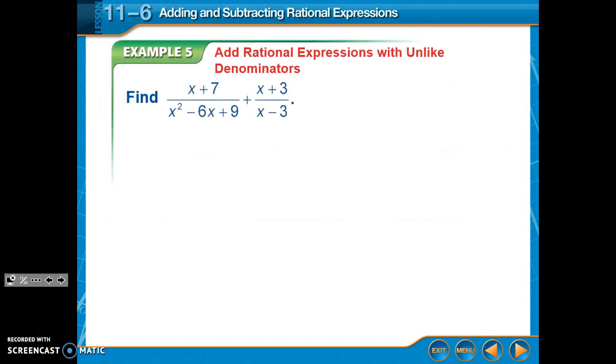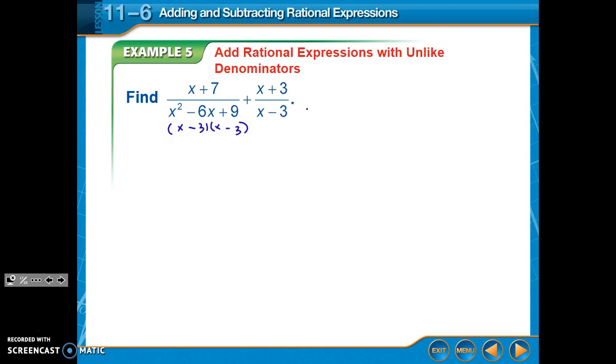So first step, I need to find the least common denominator between my denominators. In order to do that, I need to factor this part here. If I were to factor that, I'm going to get x, and I want to multiply to 9 and add to negative 6. So it's going to be minus 3 and minus 3.